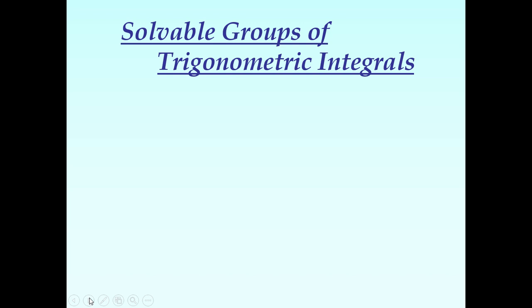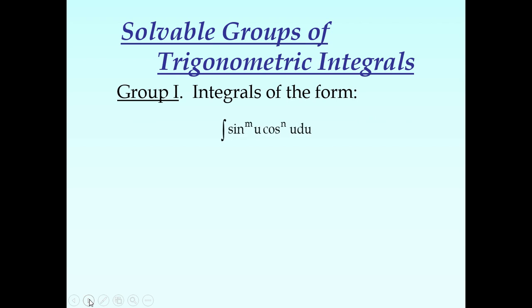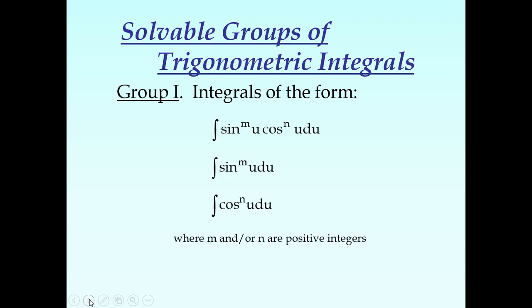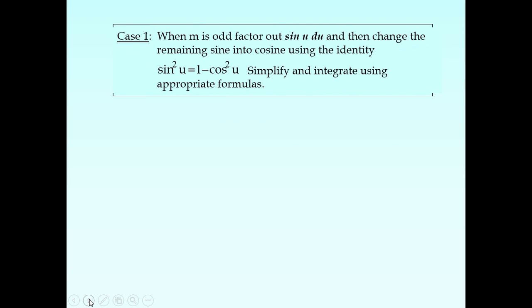We will continue our discussions on the solvable groups of trigonometric integrals. As we had discussed last time, we talked about group number one, integrals of the form like this. These are the forms where m and/or n are positive integers. Then we solved one example, and there are three cases for this group one.